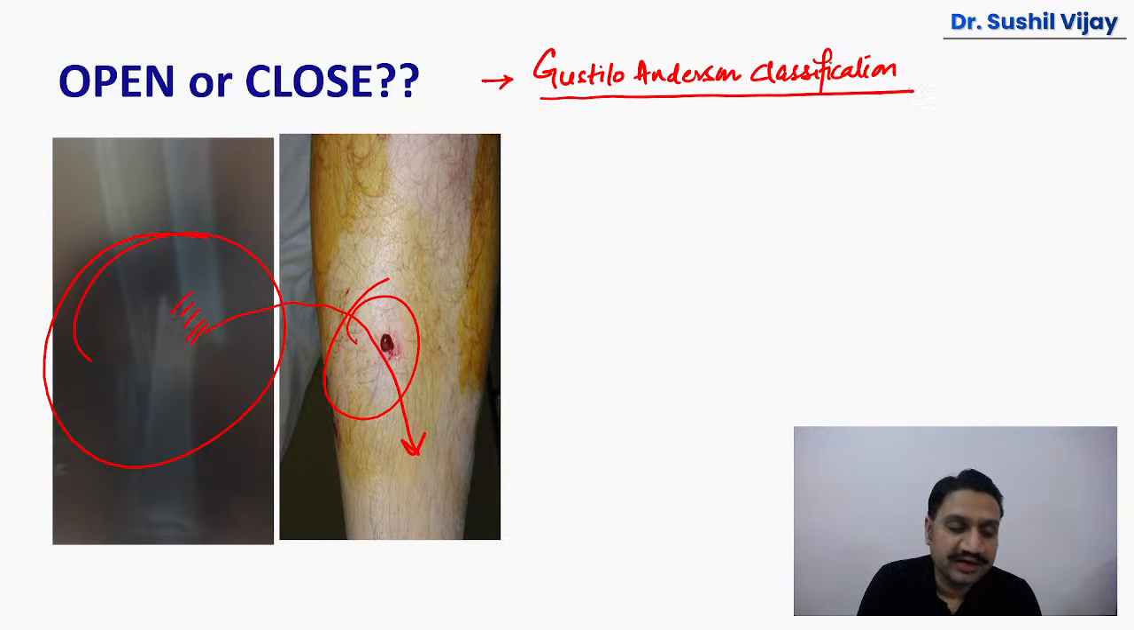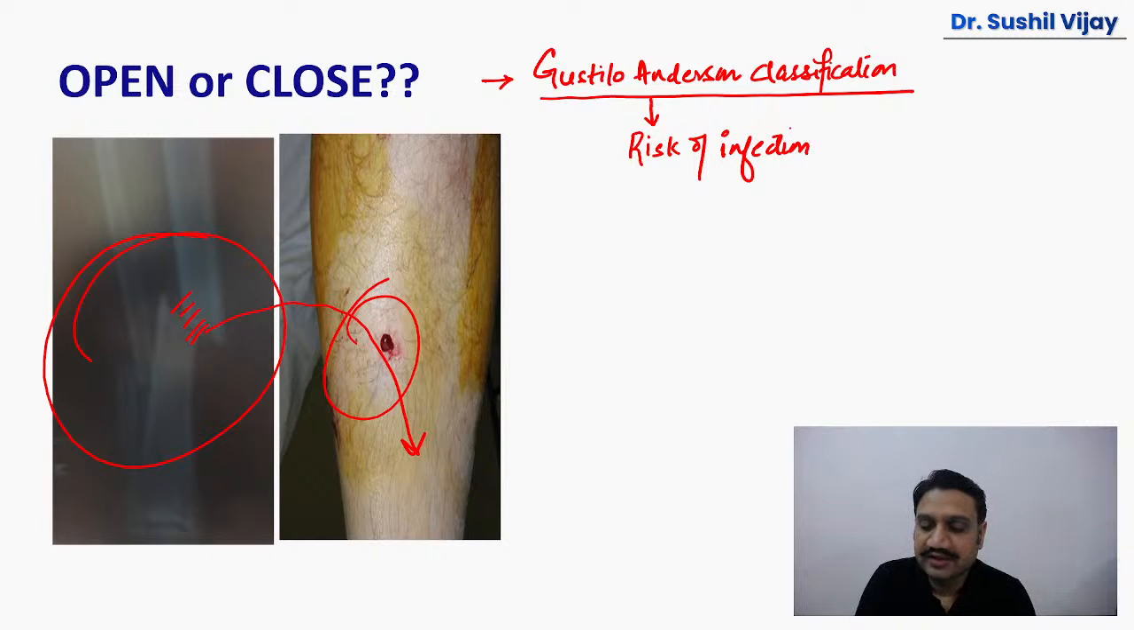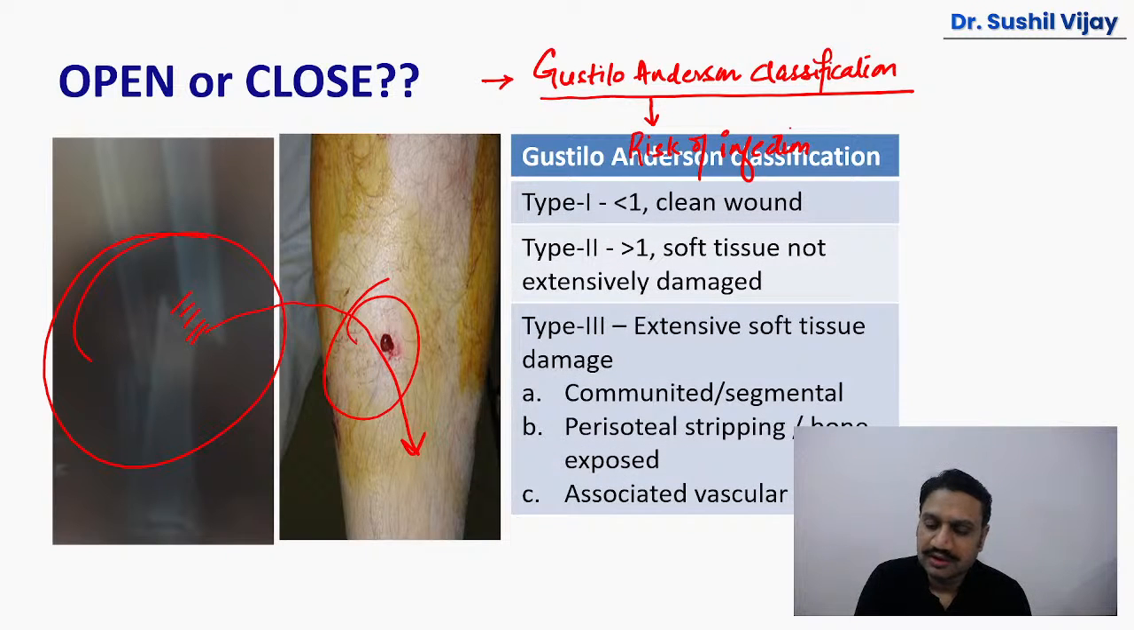Whenever there is an open fracture, we must remember that we have a patient who is at risk of infection. Open fractures will always have the risk of infection. So this is something about the Gustilo-Anderson classification or the open fractures. Now when you are talking about the classification, it can be learned like this, if you are aware of this.